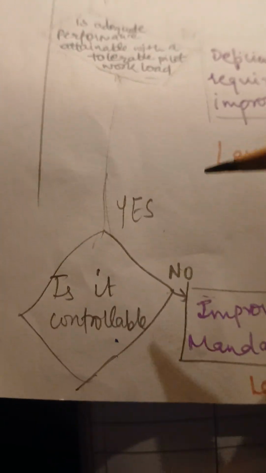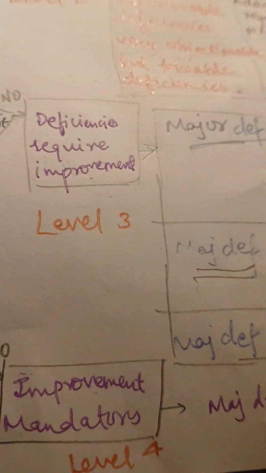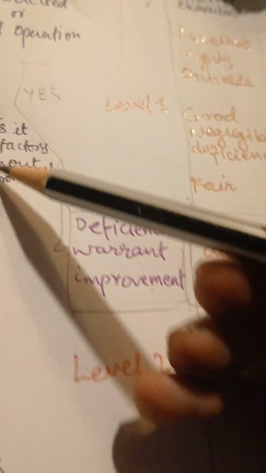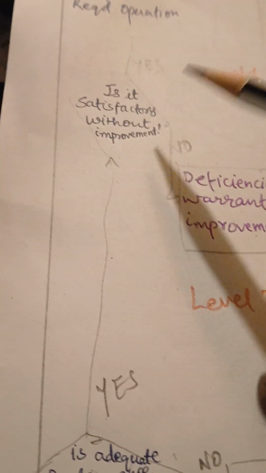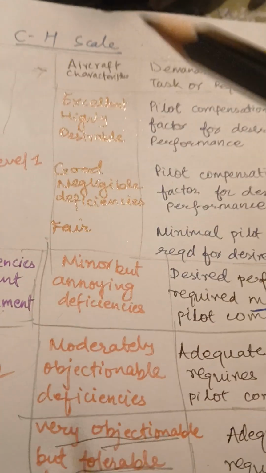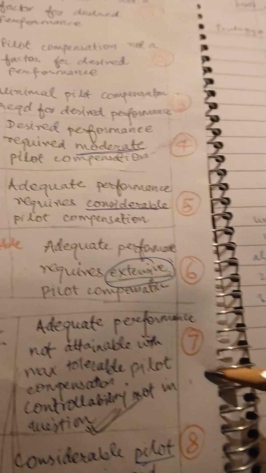Let's recap. Is it controllable? That is the first question we are going to ask. If no, then we stay here. If yes, we go here. If it is no, then we follow this, and we stay in this. If we have marked some improvement, then we go and ask this question: is it satisfactory without improvement? If the answer is no, we again stay at this level, 4, 5, 6, which means level 2. If the answer is yes, then again we go for excellent, highly desirable, good, negligible deficiencies, and fair. So these are the ratings given by the pilot.